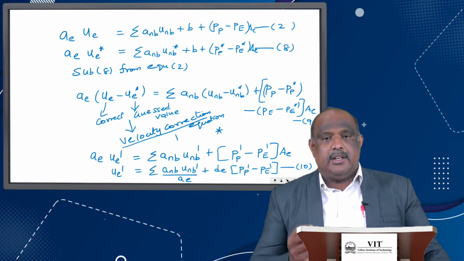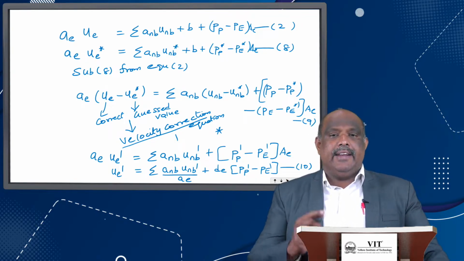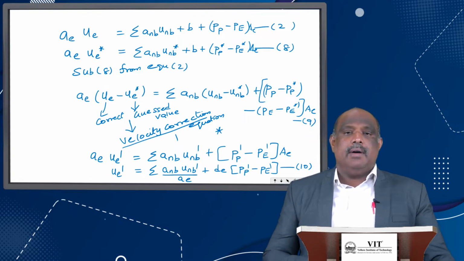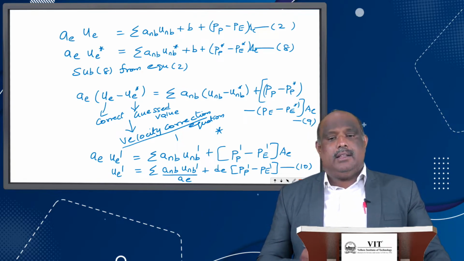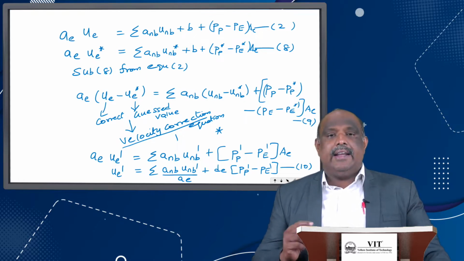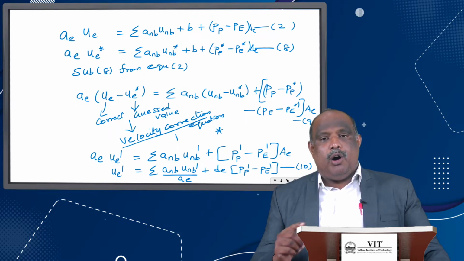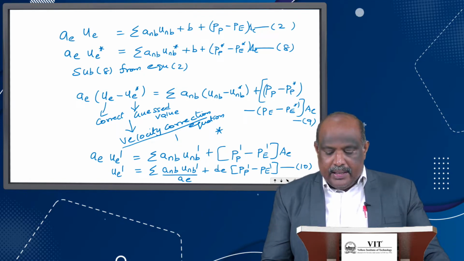Similarly, how much correction I have to do for the pressure terms. The correction terms I am indicating with the letter prime. So the final expression will become AE UE prime equals sigma ANB UNB prime plus BB, which will get cancelled, and hence we will end up with plus PP prime minus PE prime of your AE. I hope you got it.